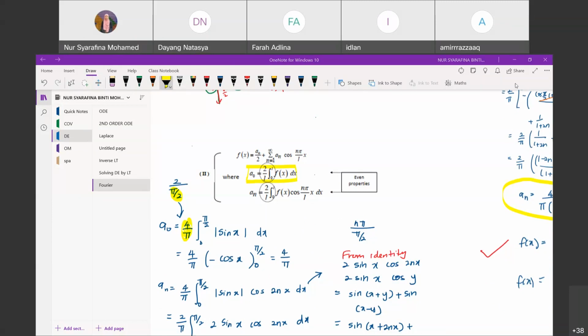So integrate from 0 to L, where L is pi over 2, and f(x) is sine x dx. Integrating sine x, you get negative cos x. Substitute the limits and then you get 4 over pi. So everyone got 4 over pi here for A naught. I think there should be no problem with A naught, right?